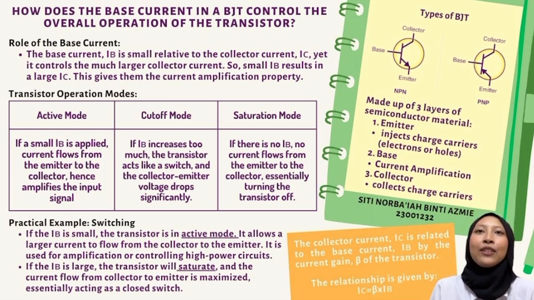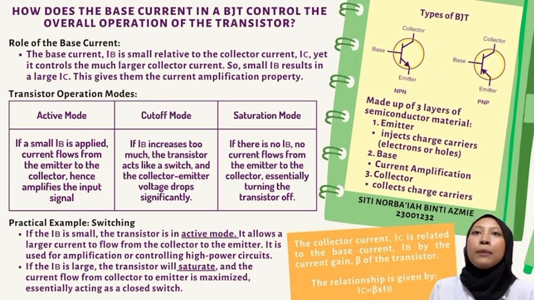First, let's quickly review the BJT structure. A BJT is made up of 3 layers of semiconductor material: emitter, base, and collector. The two types of BJTs are NPN and PNP transistors, which differ in the arrangement of these layers. The base is very thin compared to the emitter and collector. The emitter injects charge carriers, which are electrons or holes, while the collector collects these carriers.